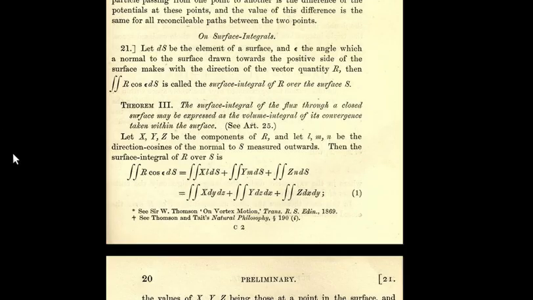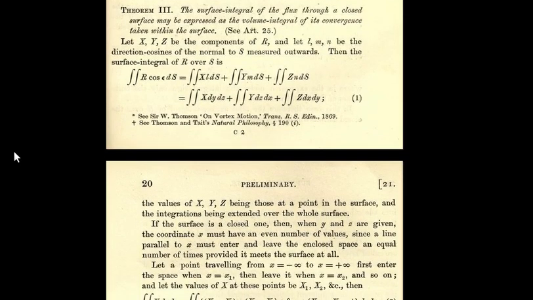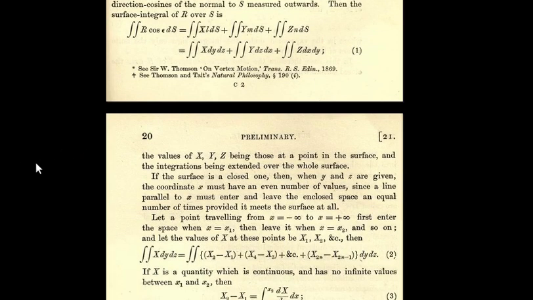The integral over the surface of r cosine epsilon dS equals the integral of Xl dS plus the integral of Ym dS plus the integral of Zn dS, which is the same as the integral of X dy dz plus the integral of Y dz dx plus the integral of Z dx dy, the values of X, Y, Z being those at a point in the surface, and the integrations being extended over the whole surface.